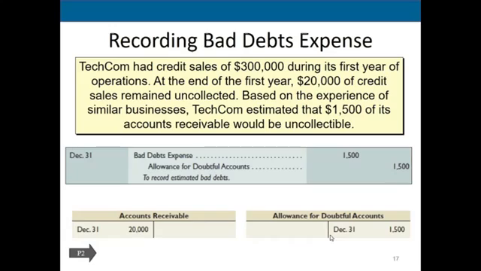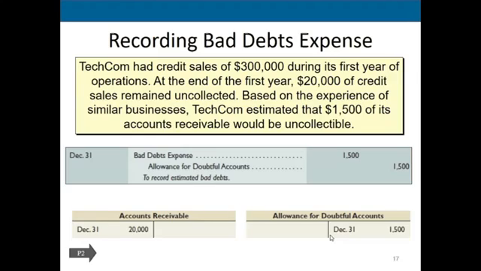So let's see what happens when we use the allowance method. By the way, the allowance for doubtful accounts is a contra asset account. It's going to be presented on the balance sheet as a part of accounts receivable. It's actually going to negate accounts receivable. Let's take a look at this example.